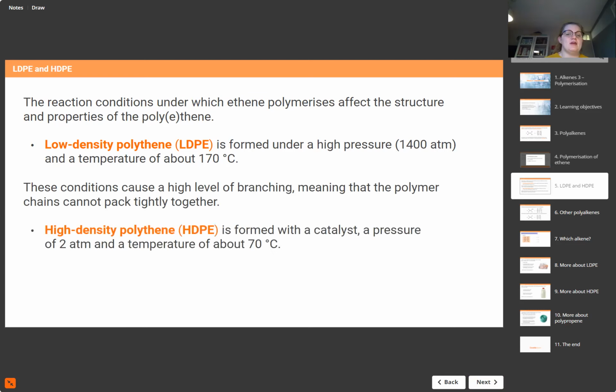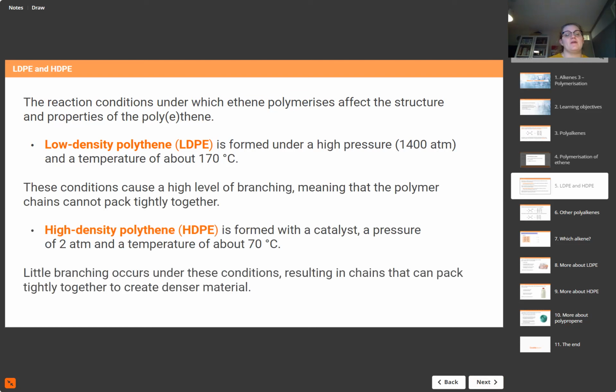High density polythene, HDPE, is formed with a catalyst, a pressure of 2 atmospheres, and a temperature of about 70 degrees. In this situation, we have very little branching occurring. So that means that our chains can be packed tightly together, which creates a dense material, which means it's not going to be as flexible. It's going to be a lot stronger.